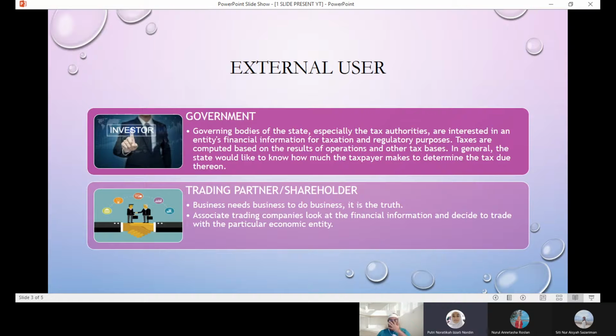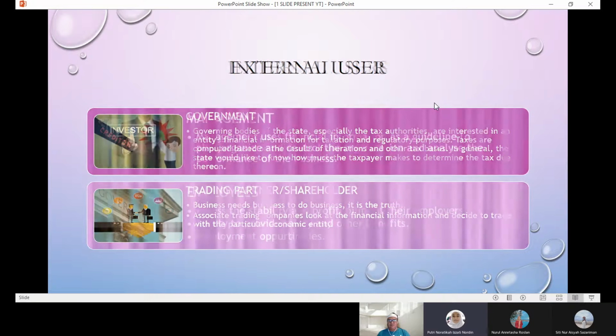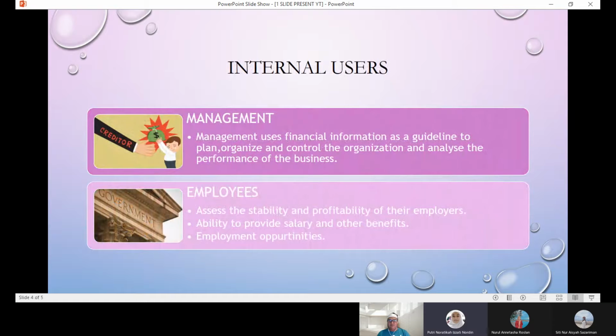The second one is trading partner, or shareholder. Business needs business to do business. It is true that associate trading companies look at the financial information and decide whether to trade with a particular economic entity. These are two examples of external users.